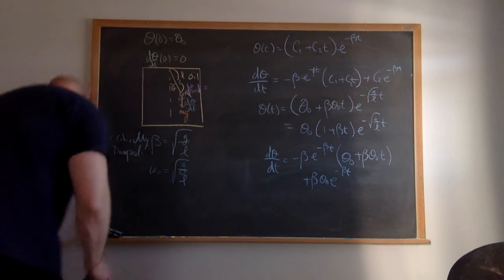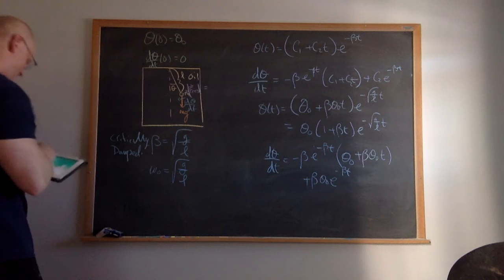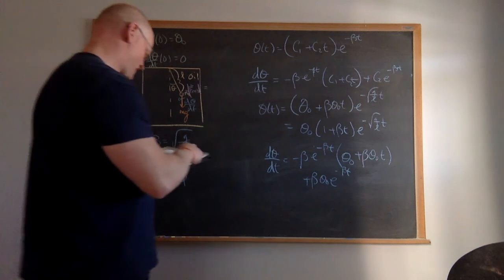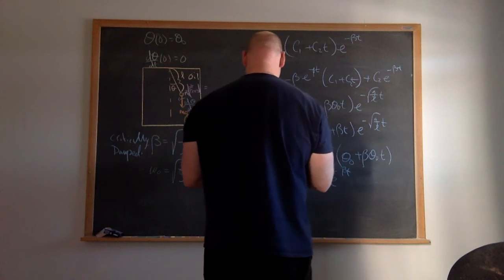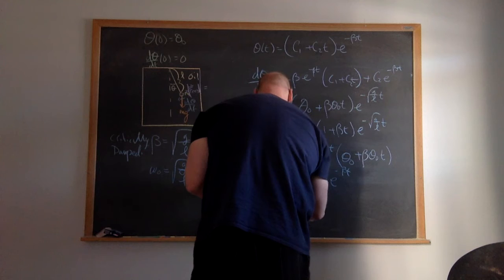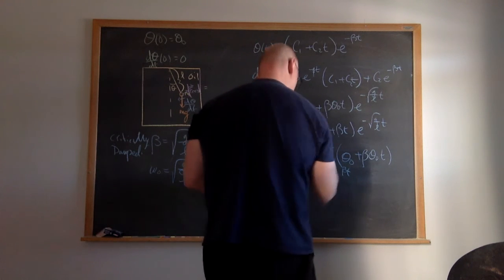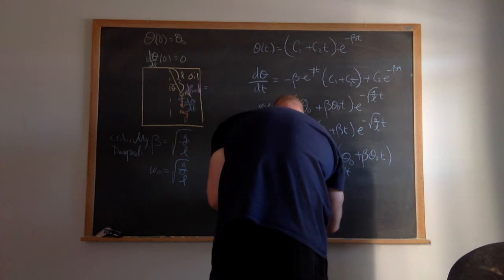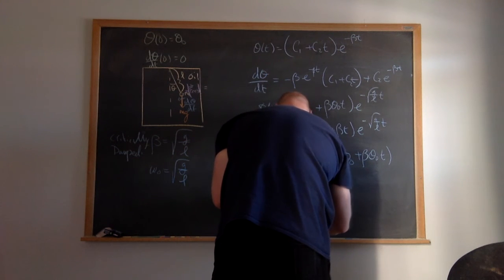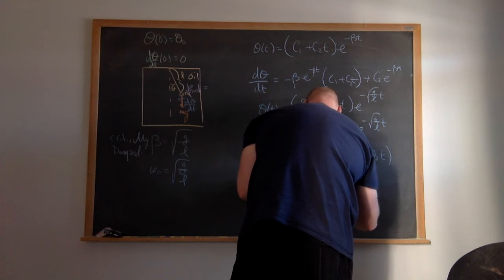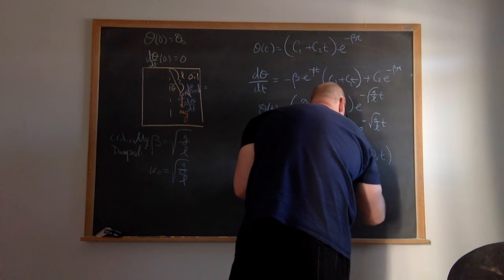From here, we can factor terms and combine things together. What we finally get is, once I cancel out terms, this works out to be minus g times theta initial divided by the length, times time, e to the minus square root of g divided by L times time.